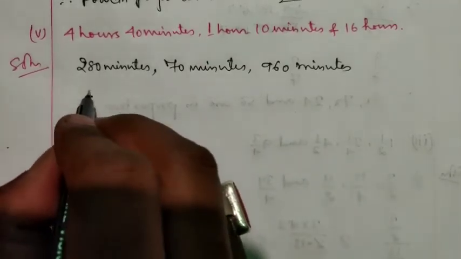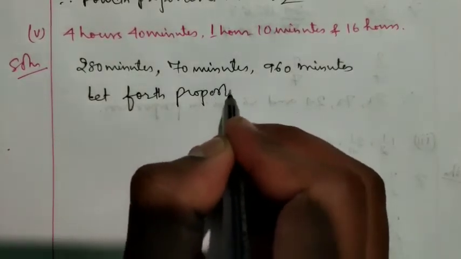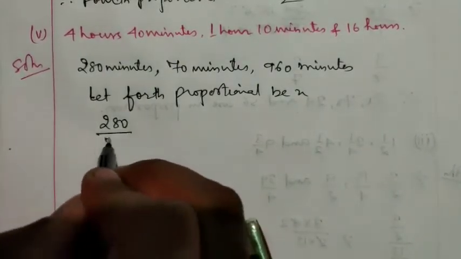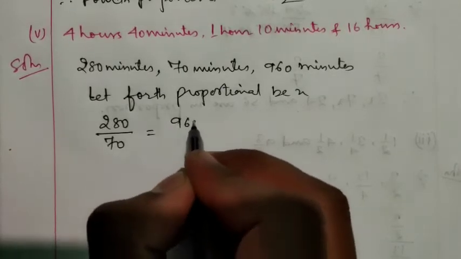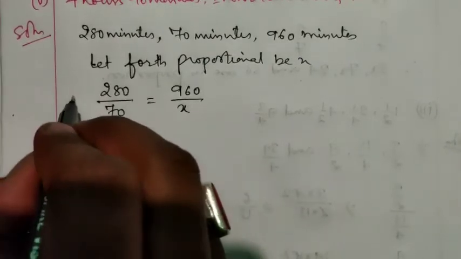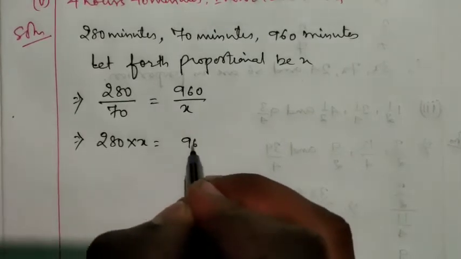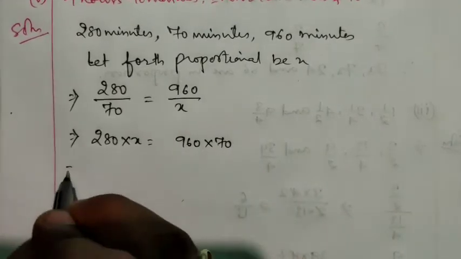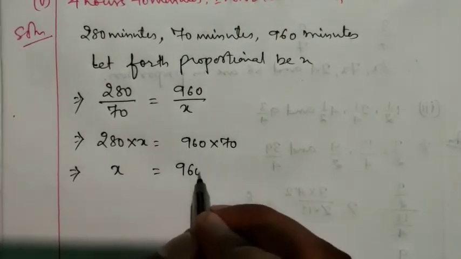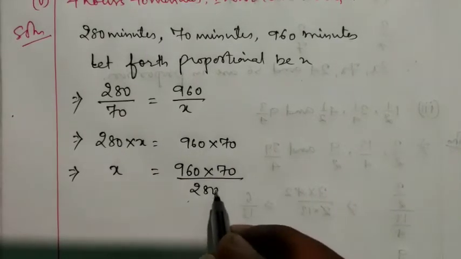Now we will write: let the fourth proportional be x. Then we will write 280 by 70 is equal to 960 by x. Again we will do the same process, cross multiplication. In the next step it will be 280 into x is equal to 960 into 70. To find the value of x, we will send 280 to this side. It is 960 into 70. It is in multiplication; when it comes this side, it will become division.